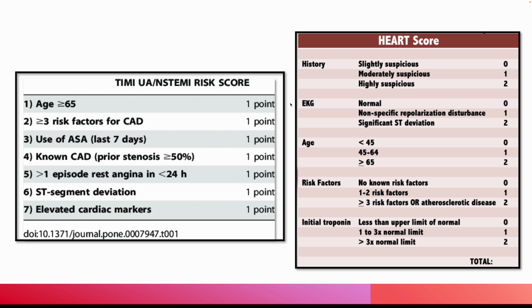Now you do not need to memorize these scores. There is this application called MD CALC. I'll put the link in the video where you can download it and use it in your clinical practice.